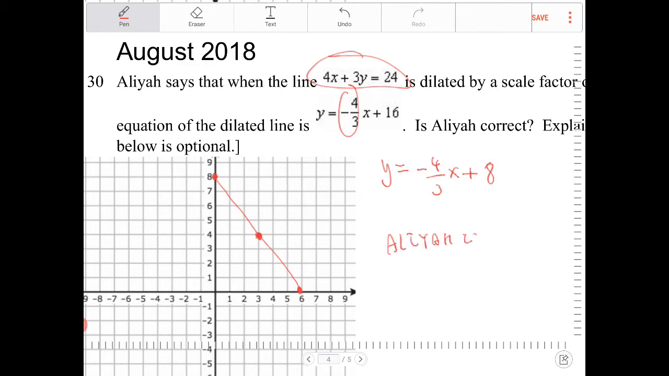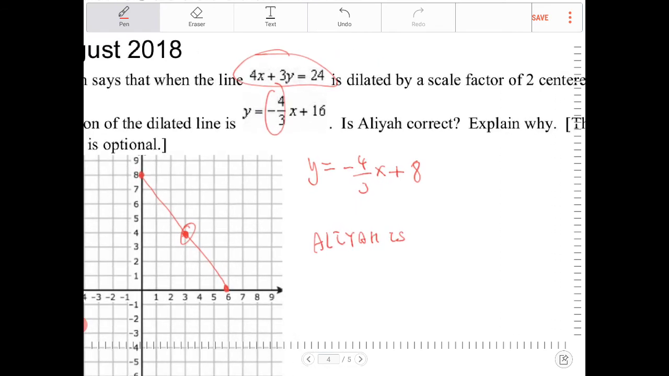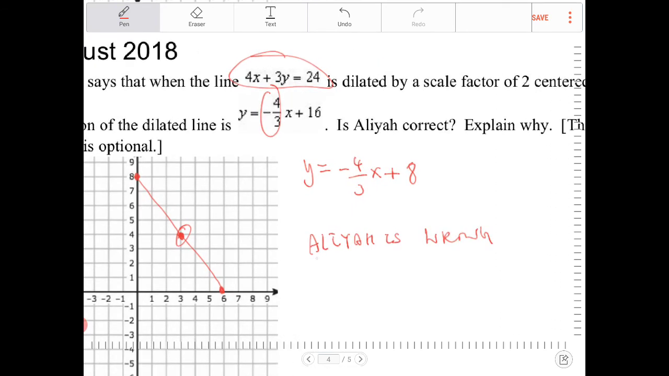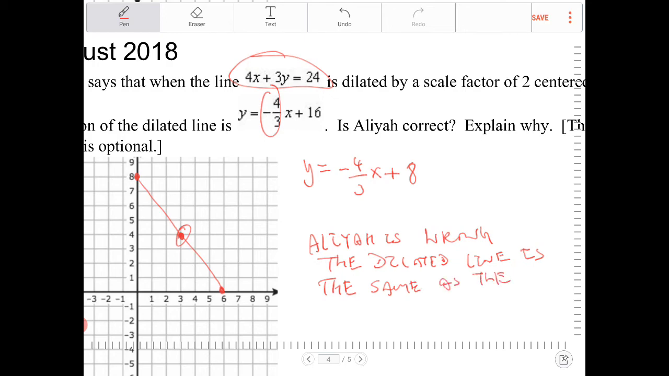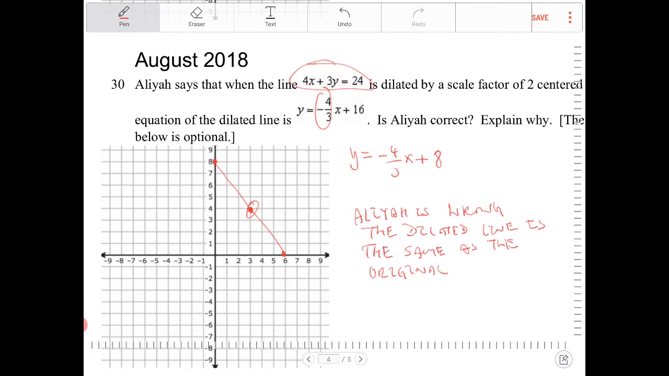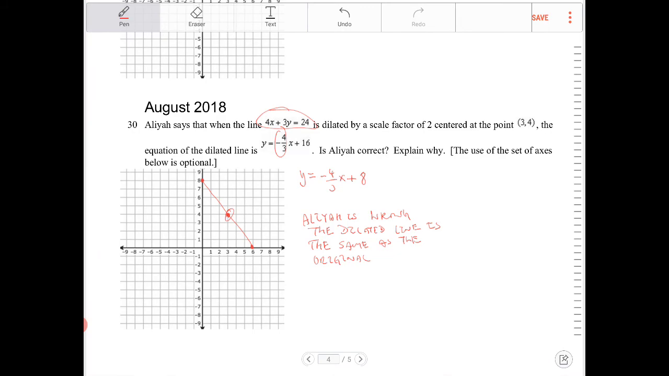Aliyah is incorrect. The dilated line is the same as the original. And the reason for that is because the point of dilation is on the line itself. A line extends forever. So the new line will be on top of the old line, which is the same line. Okay.